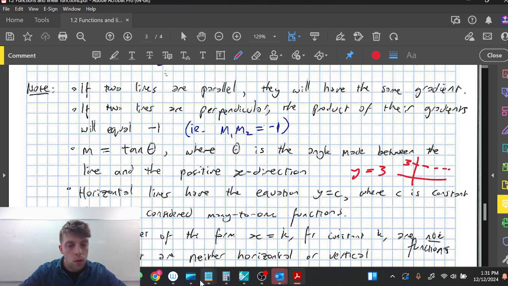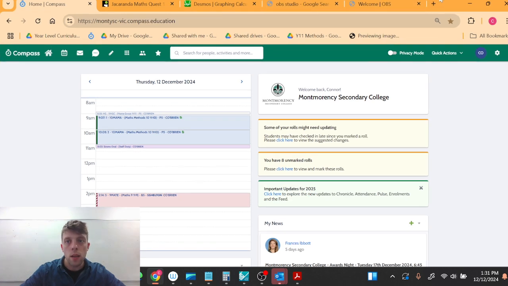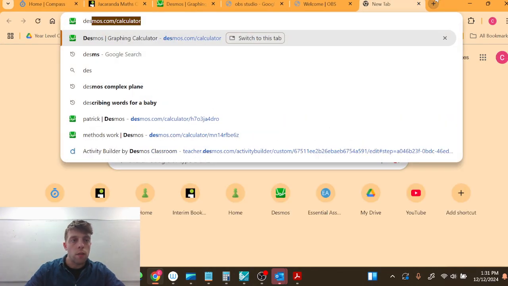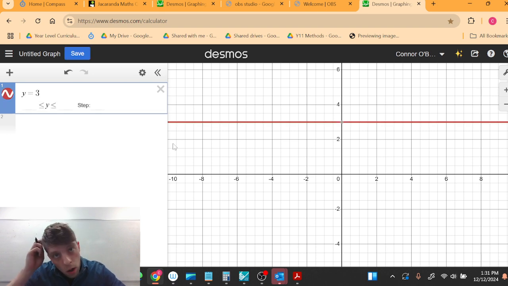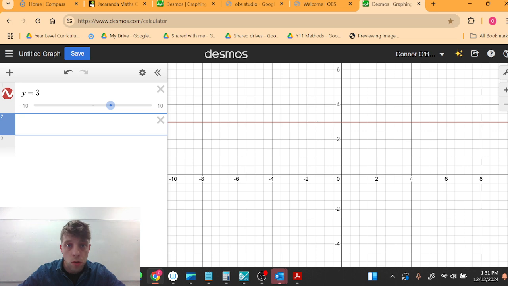Let's have a look at this on Desmos. It's a bit easier than drawing it by hand. So let's look over here. We have Desmos. I'm just going to type in y equals 3. Look, it's a horizontal line. So no matter what the value of x is that we put in, we get out a value of y. Y equals 3, regardless. This is a function. It is a function that is always equal to 3, but it's still a function because it passes the vertical line test.